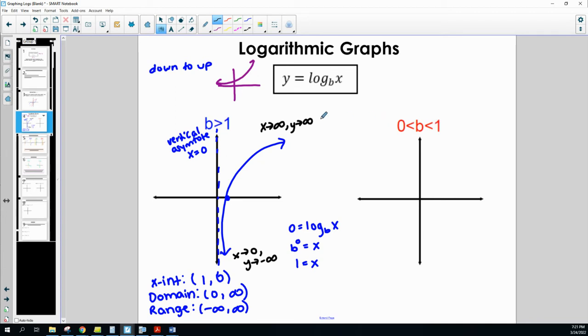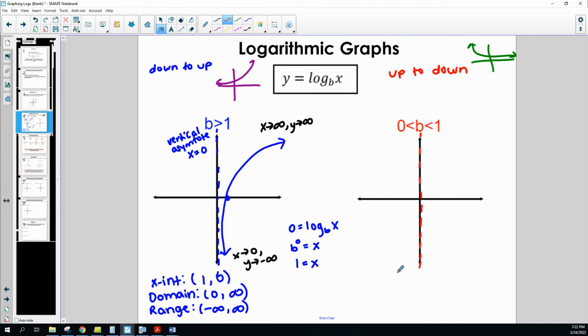Now when b is between 0 and 1, this graph is going to be what I call up to down. So it's going to be similar to that decay. So I'm going to go ahead and draw this is our exponential decay graph, something like that. So now if I reflect that over the line y equals x, that's going to give us our log graph for where b is between 0 and 1.